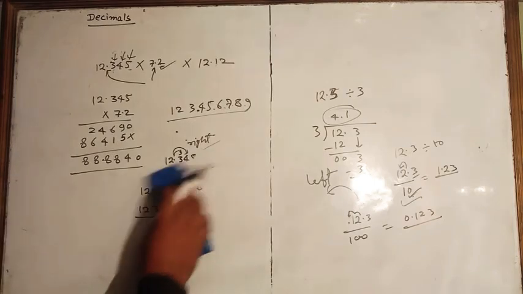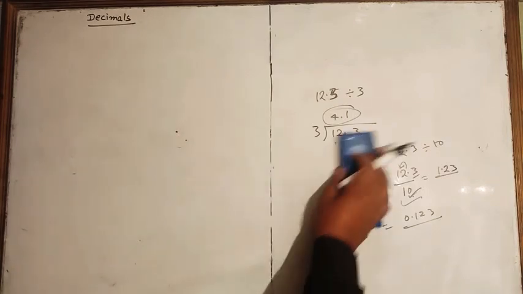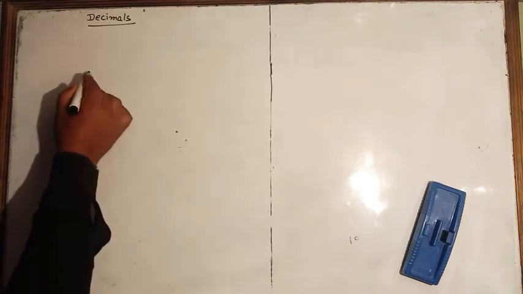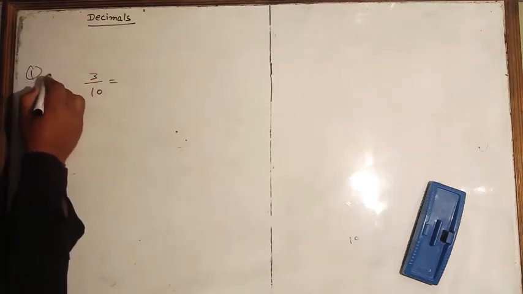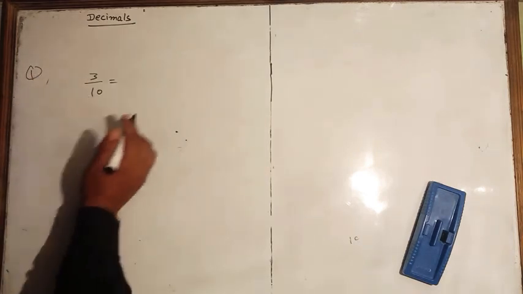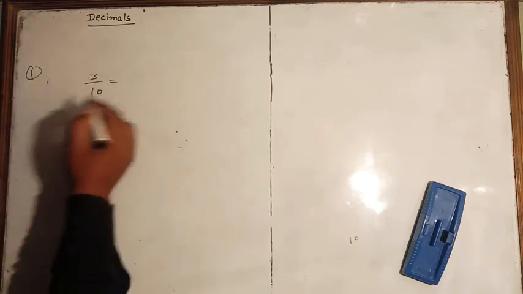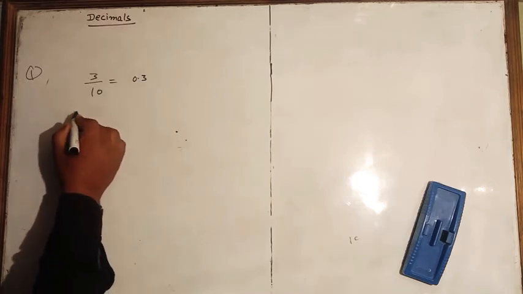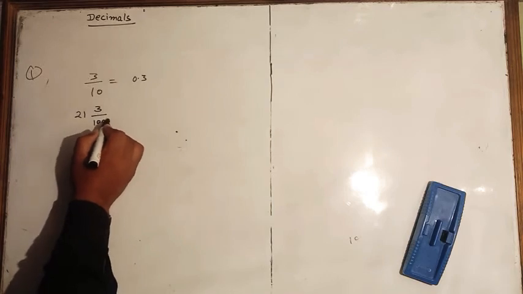Now come to exercise 2C, the first question and second question, that is write as a decimal. It is written 3 by 10. So how will we write question number 1, first part? It is 3 by 10. How will we write it in the form of a decimal? You know that we are dividing, so the decimal will move one place left, so we will write it as 0.3. If it is 20 whole 21 whole 3 by 1000, 3 by 1000 it is.